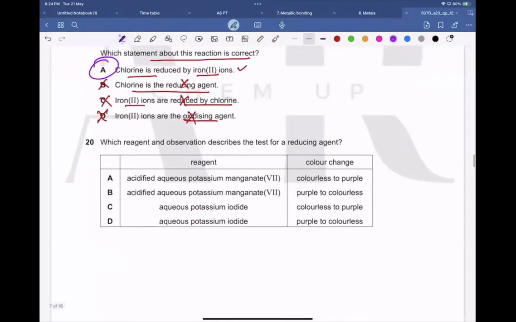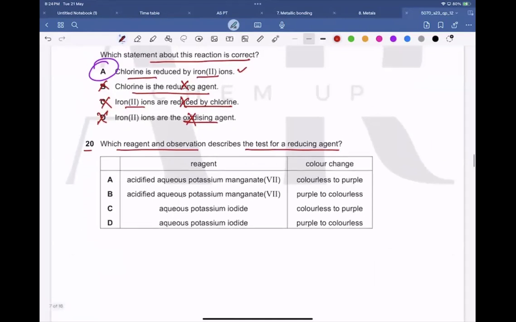Now question number 20. Which reagent and observation describe the test for a reducing agent? For a reducing agent, we don't use potassium iodide to test. So C and D go wrong.